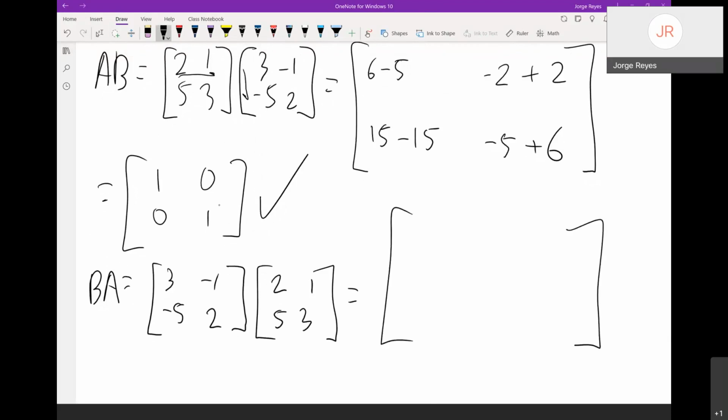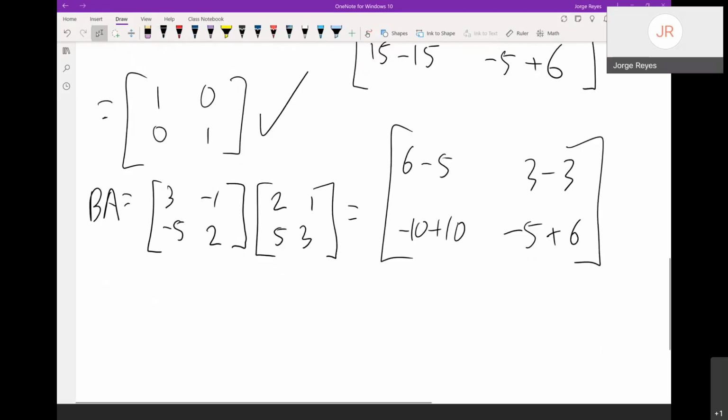So let's do this. You're going to get 6 minus 5, 3 minus 3, negative 10 plus 10, and negative 5 plus 6. And if we see this, it does work. You get the identity matrix.